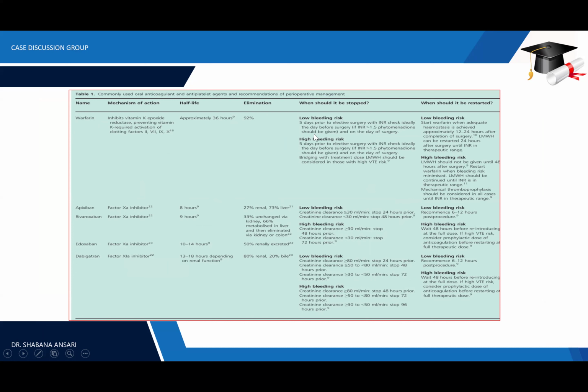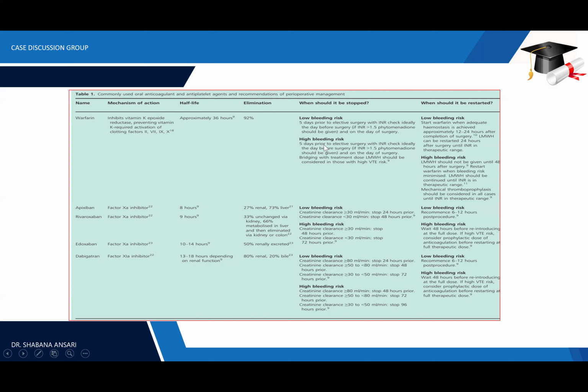Okay, so when are we going to stop it before the surgery? For both low bleeding risk and high bleeding risk, it should be stopped 5 days before the elective surgery. And we have to check the INR. If INR is more than 1.5, we are going to give vitamin K. So we have to check INR ideally the day before the surgery and also on the day of surgery.